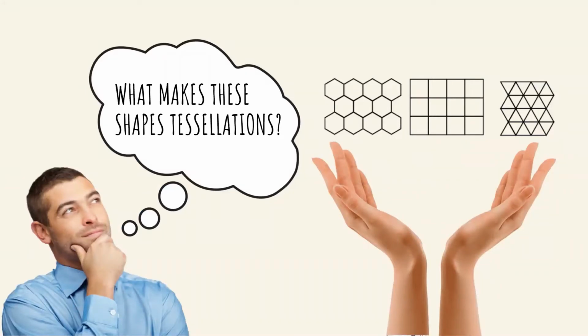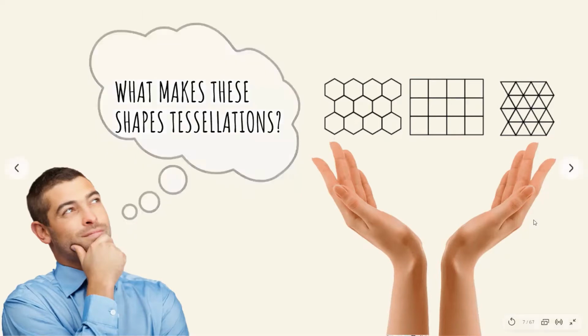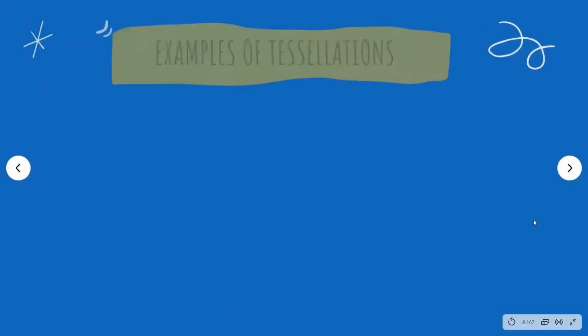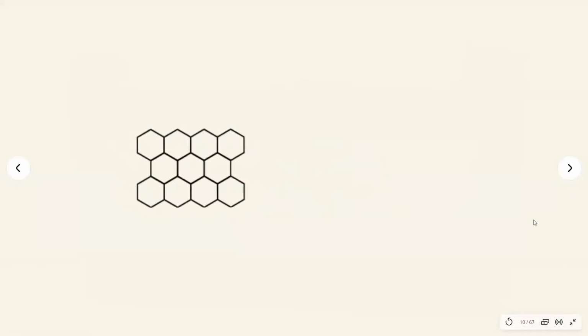Now, the first thing we need to understand is that the interior angles around a vertex must add up to 360 degrees. Now, take the figures I showed you earlier. Let's look at the first figure. The first figure is made up of only hexagons, so let's enlarge it.